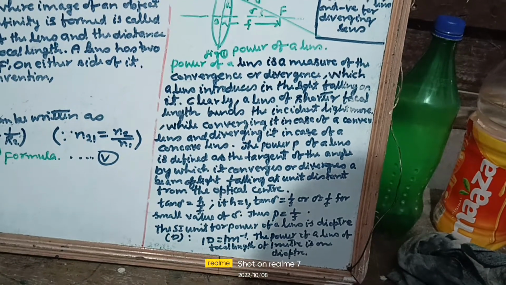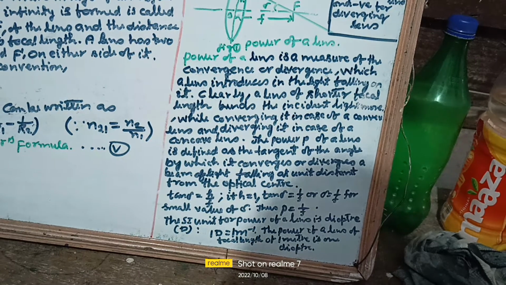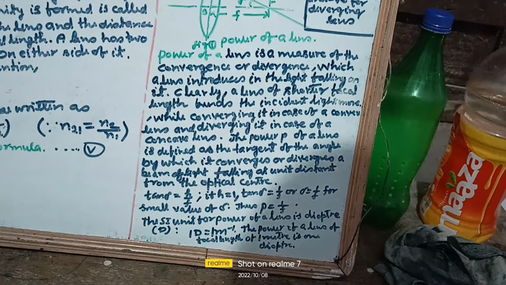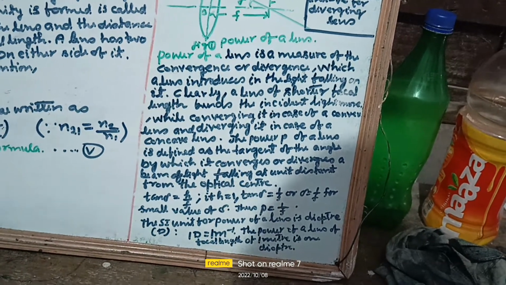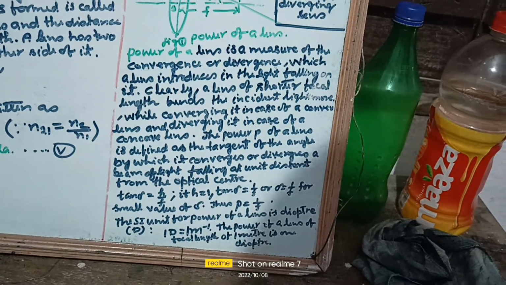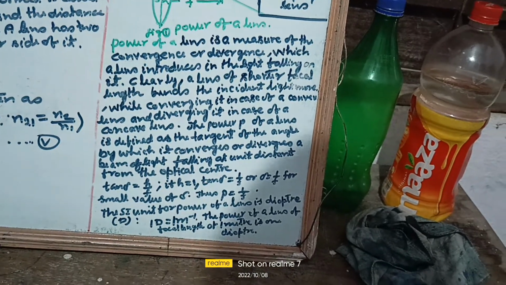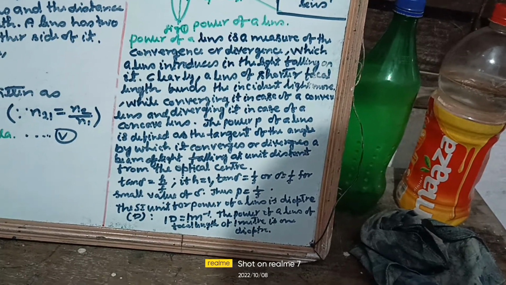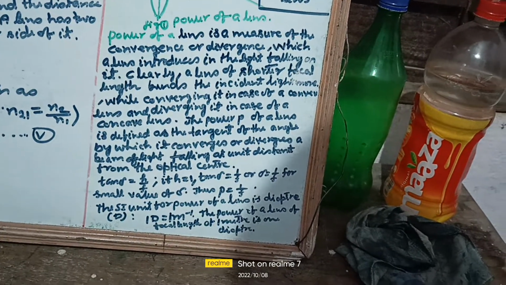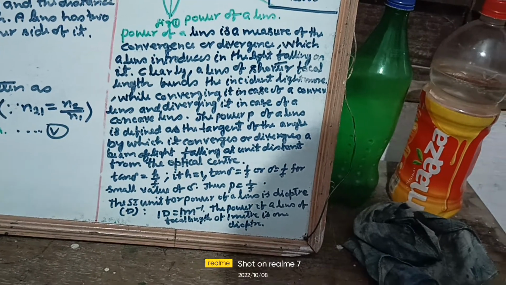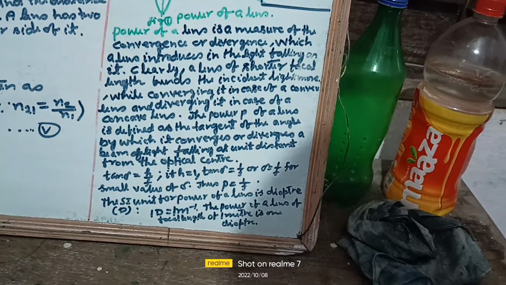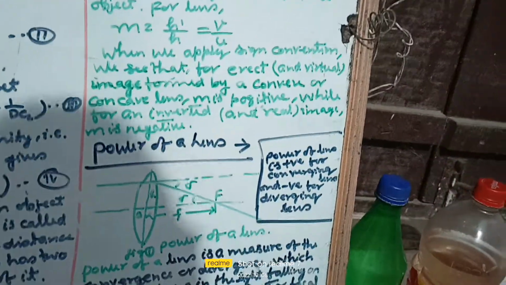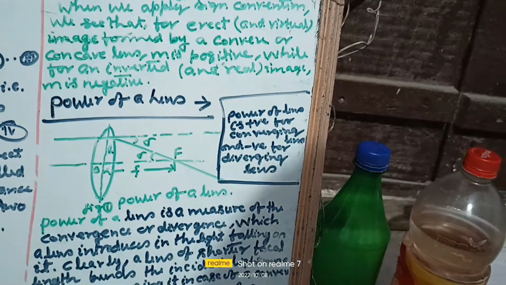tan delta = h/f. If h = 1, tan delta = 1/f, or delta = 1/f for small value of delta. Then P = 1/f. The SI unit of power of a lens is diopter, D. 1 diopter = 1 meter inverse. The power of a lens of focal length 1 meter is 1 diopter. Power of a lens is positive for a converging lens and negative for a diverging lens.